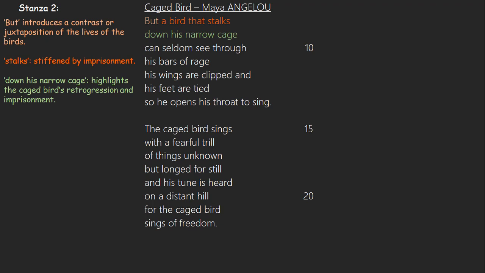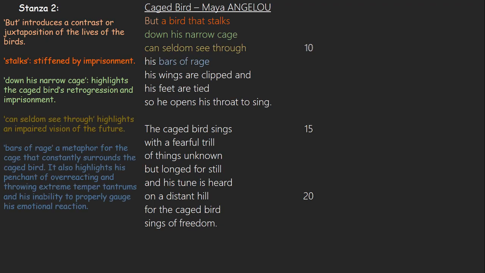Now we see that he's going in the opposite direction of what the free bird was doing. The free bird leaped into the sky. He's stalking down his narrow cage. "Down his narrow cage" highlights that the caged bird is retrogressing and is imprisoned. So he's going against the flow of nature. And she reveals to the reader that he can seldom see through.